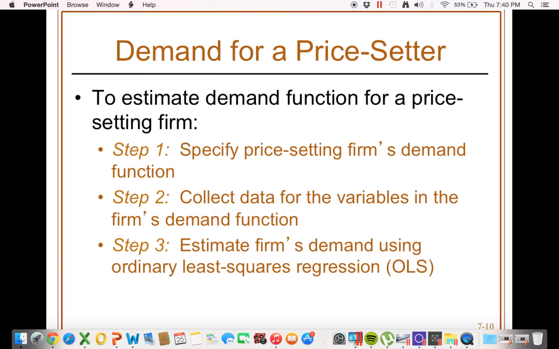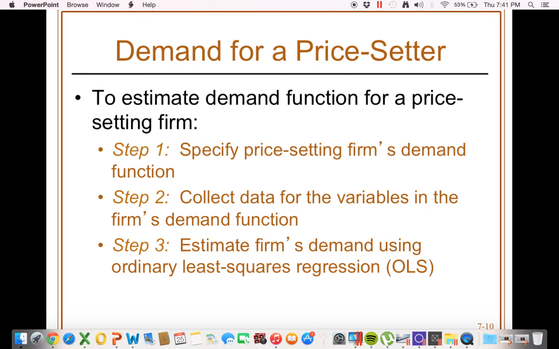Step 3, estimate the firm's demand using ordinary least squared regressions. The only type of regression we're going to do in this class is an ordinary least squared regression. So there's no real reason to go too in-depth in learning different types of regressions for now. They're called OLS regressions. They're generally pretty simple, and we did one in the last class. So that would be the final step.